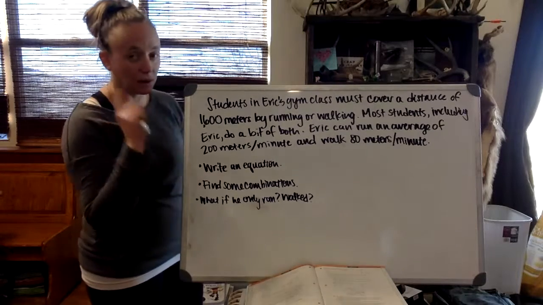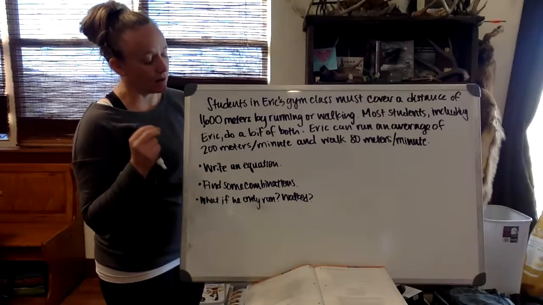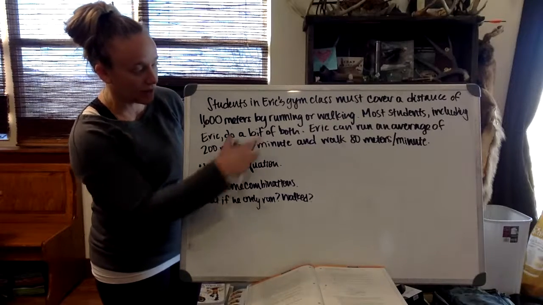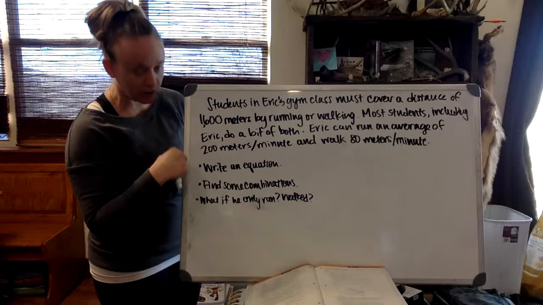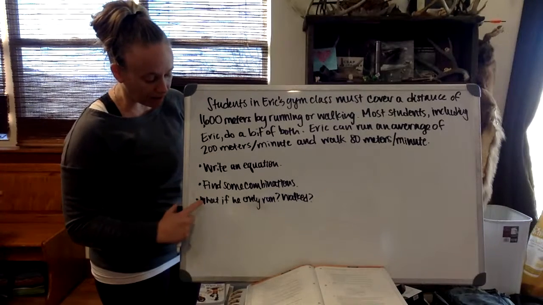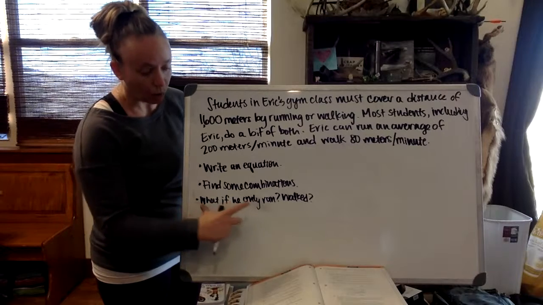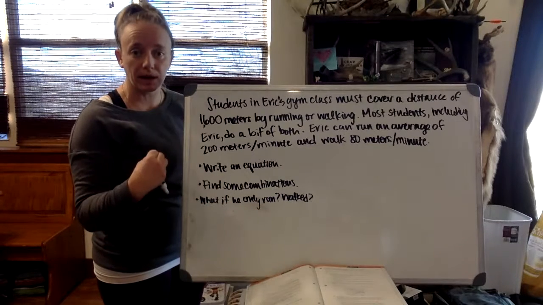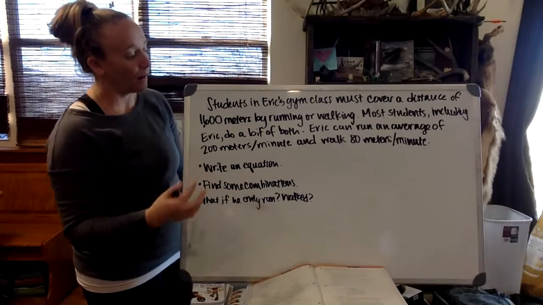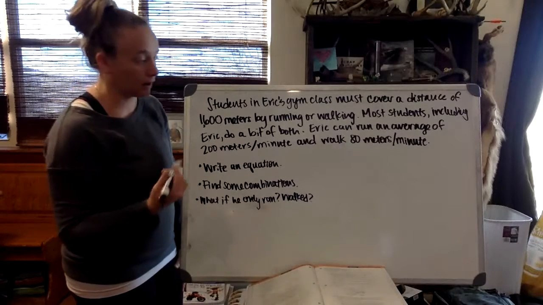So we need to create an equation for this. We need to then look at finding some combinations that fit for this situation. So we're going to just find essentially a table of values. And then after that, we are going to figure out what if he only ran, which would give us one intercept, and what if he only walked, which would give us another intercept. So let's first create our equation.